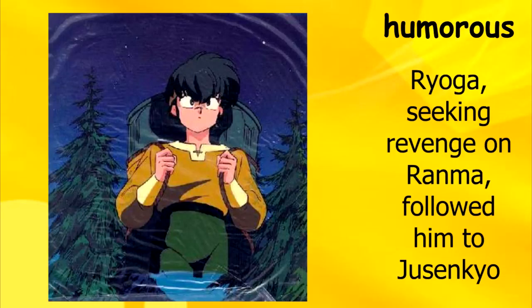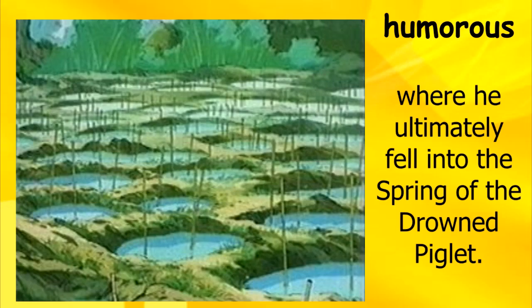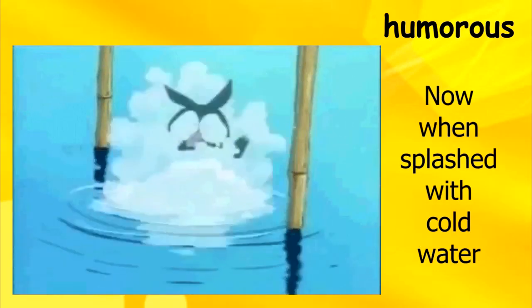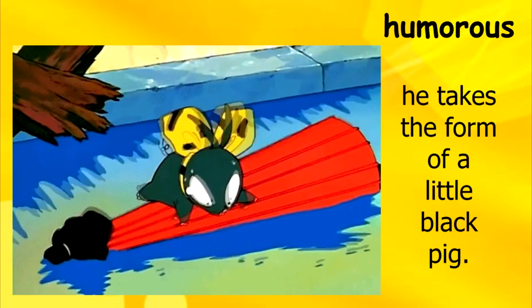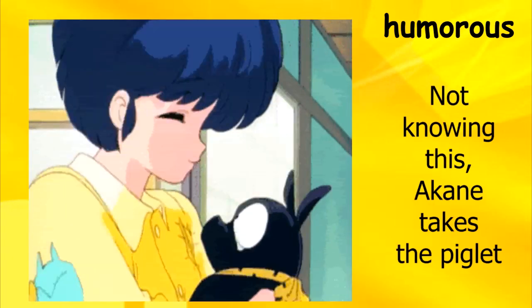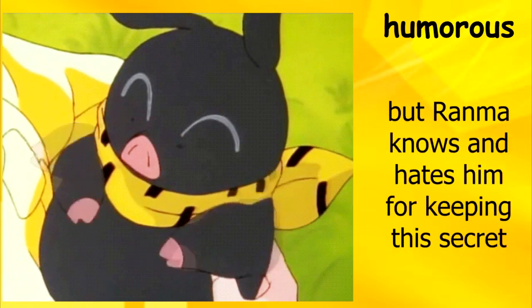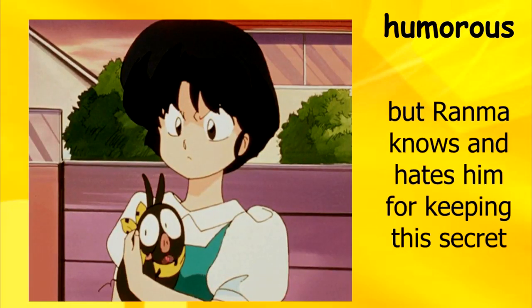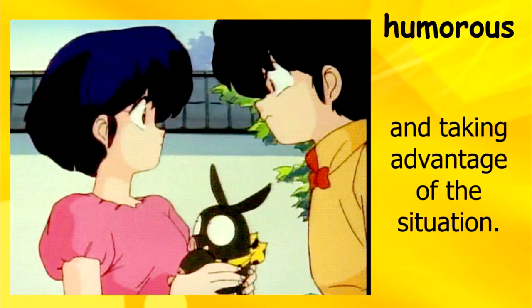Ryoga, seeking revenge on Ranma, followed him to Jusenkyo, where he ultimately fell into the spring of the drowned piglet. Now, when splashed with cold water, he takes the form of a little black pig. Not knowing this, Akane takes the piglet as a pet and names it P-chan. But Ranma knows and hates him for keeping the secret and taking advantage of the situation.